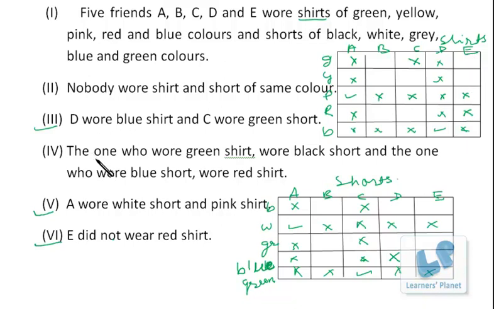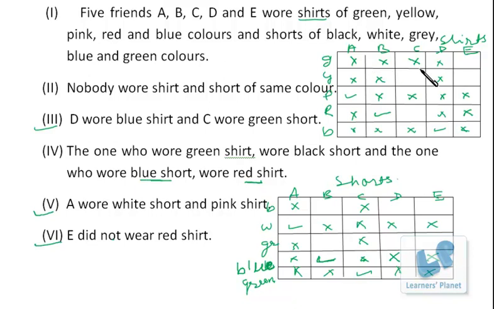Now just come to this information. The one who wore green shirt wore black shorts and the one who wore blue shirt wore red shorts. That means this person is not E. The person who is wearing red shorts is wearing blue shirt. That means E is not wearing blue shirt. So blue shirt we cancel out for E, right? Now who can wear blue shirt? All these are cancelled. So blue is for B, right? Now if blue shirt is for B, that means red shorts is also for B. So red shorts and this B. So cancel the remaining ones.